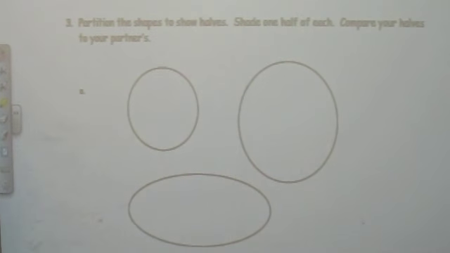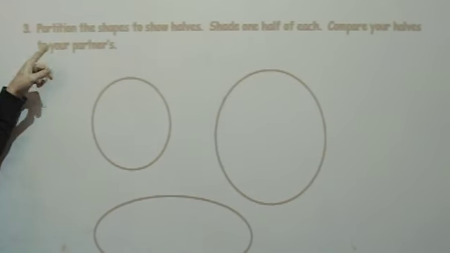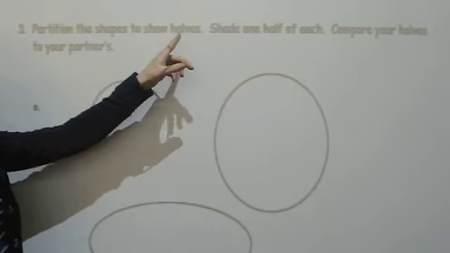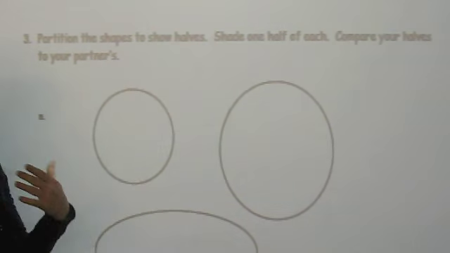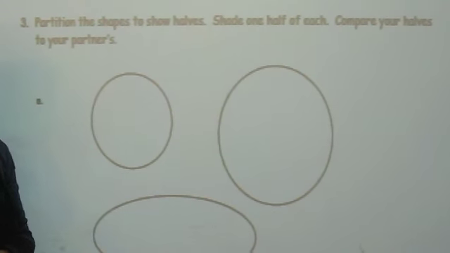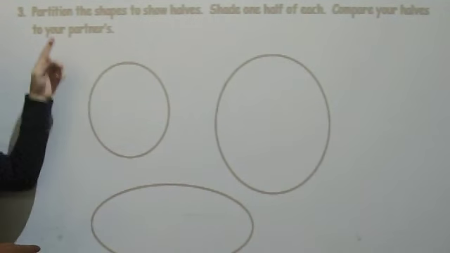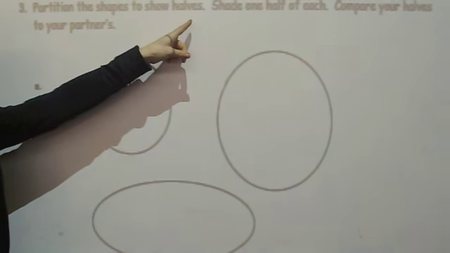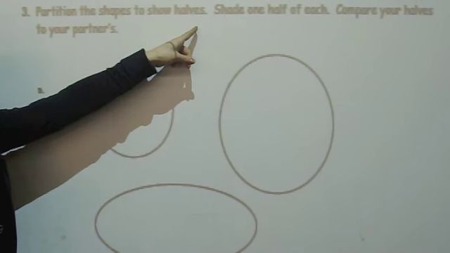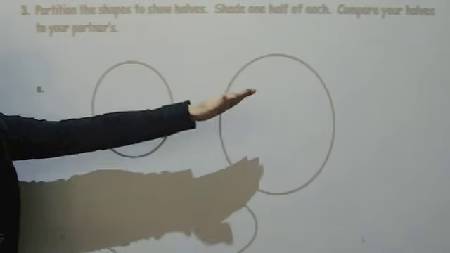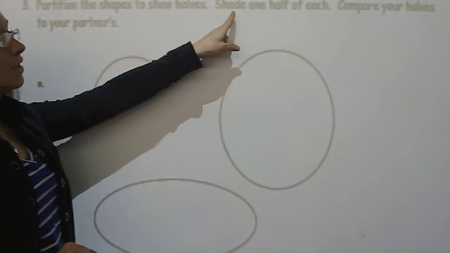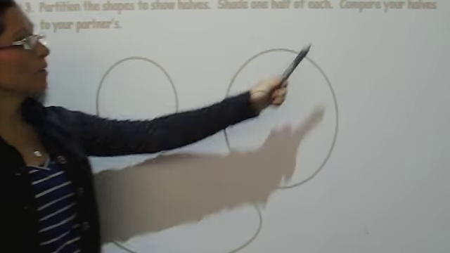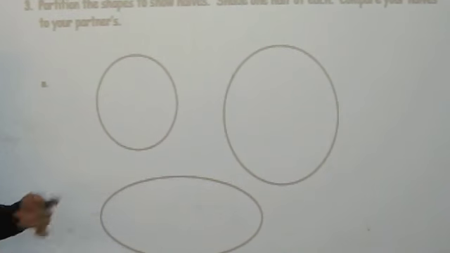Our problem number 3, always read the directions first. Partition the shapes to show halves. So the first thing we have to do here is partition. We have to remember what that means, right? Partition means to divide. So we want to divide the shapes to show halves. What does halves mean? We want to split it into 2 equal parts. So we're going to split each of these shapes into 2 equal parts, and then we're going to shade in 1/2 of each. And then we are going to compare your halves to your partners.